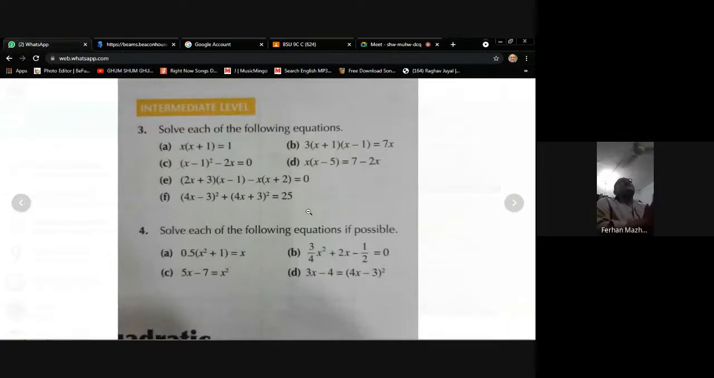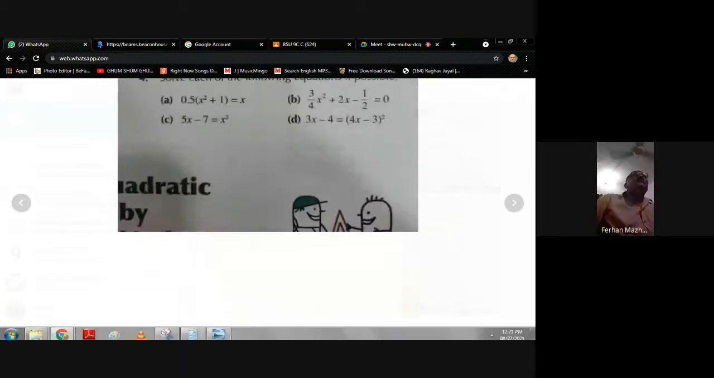You can see: solve each of the following equations. x bracket x plus 1 bracket close equals 1. I'm going to solve this one. Here, first of all, you have to expand this bracket, simplify it, and convert it into the standard quadratic form. Let me show you my solutions.